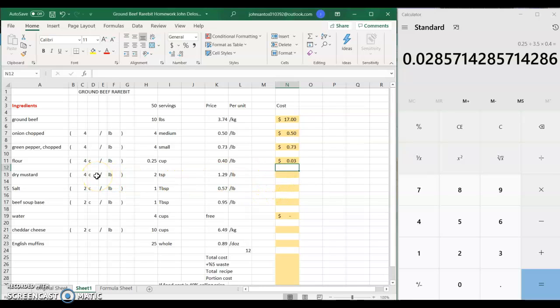Next is dry mustard. For the dry mustard, we only need 2 teaspoons, and the price per unit is 1.29 per pound, and the conversion that we have is 4 cups per pound. So what we have to do is convert the 2 teaspoons to pounds by using this conversion method. Again, to make it simple, let's go to our calculator.